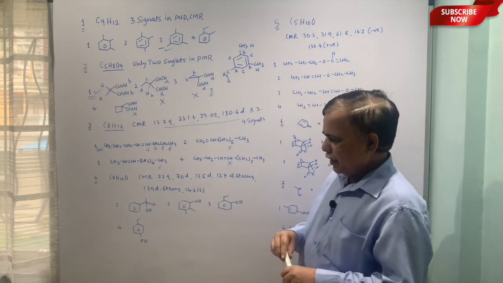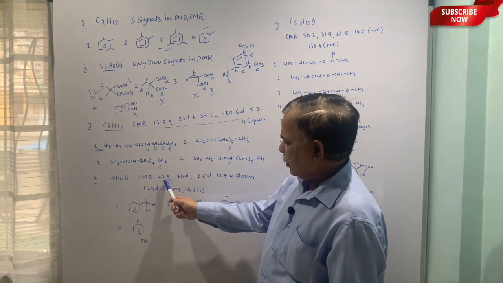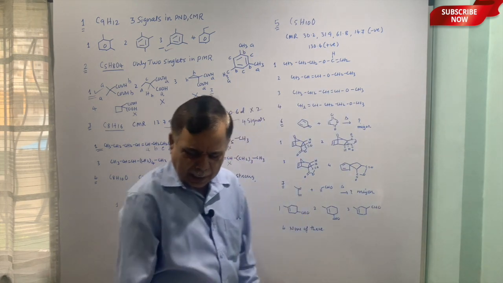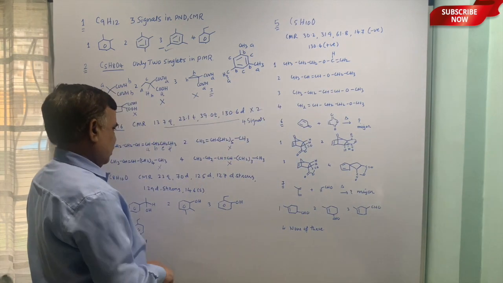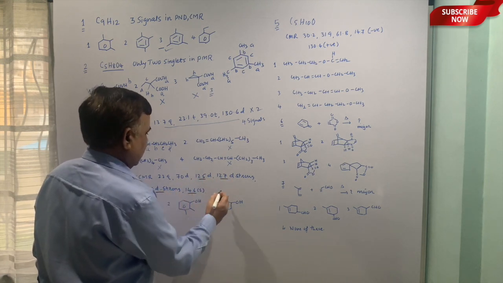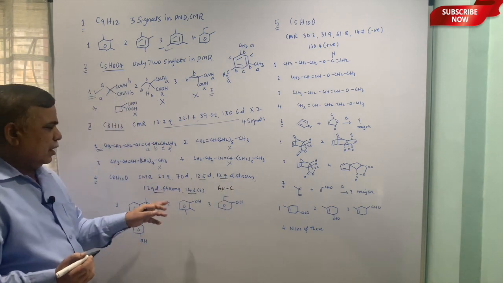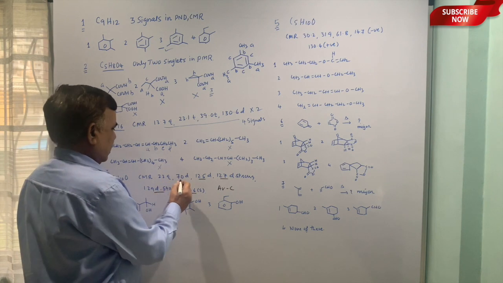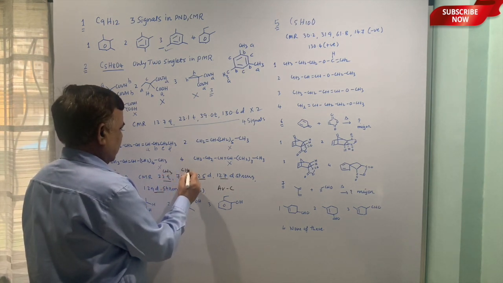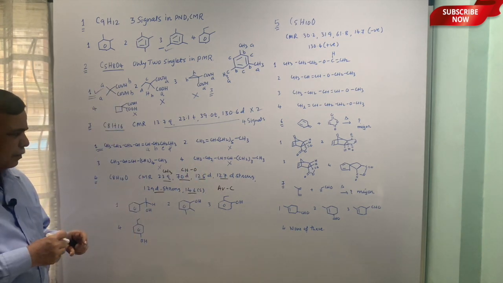Okay. Then fourth example is C8H10O. These are CMR values given: quartet, doublet. So if you look at the higher values like these 125, 127, 129, 146, they are all aromatic carbons, because these are CMR values. These are aliphatic doublet. So quartet means CH3, doublet means CH, probably attached to oxygen. That's why it is deshielded.